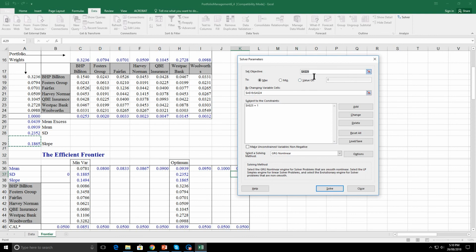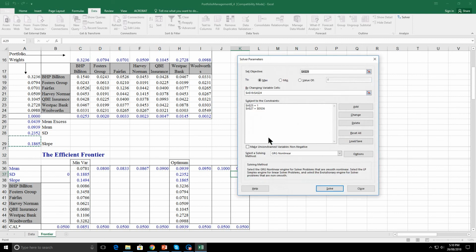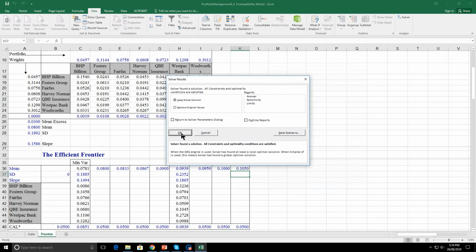We have the same objective. We have the same constraint here that these are the weightings we will be changing, and the sum of the weights must be 1. But we have to add another constraint, because now what we want is that the mean that we have here must be equal to that one, because that's the arbitrary mean value we have set. So we add this constraint here, and then we solve.